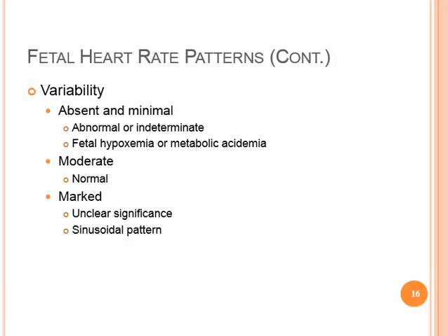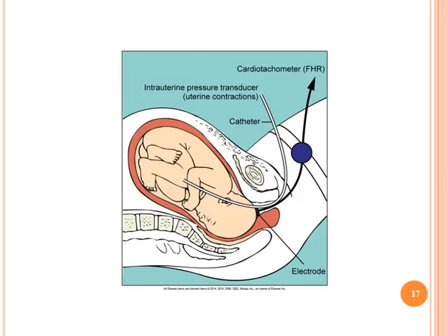This uncommon pattern classically occurs with severe fetal anemia. Variations of the sinusoidal pattern have been described in association with chorioamnionitis, that's an infection of the chorionic sac and the amnion, the fluid where the baby's at, fetal sepsis, and administration of narcotic analgesics. This picture shows the internal monitor.